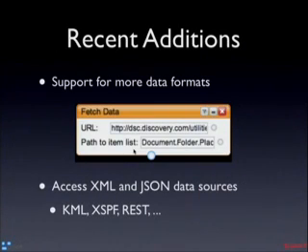So last week we added support for more data formats, not just RSS. So now we can take in XML and JSON. So it's any type of XML, whether it's KML, REST, and so on. So there's a new fetch data module. The output of the system at this moment is still RSS or JSON, but the input is now pretty much anything.